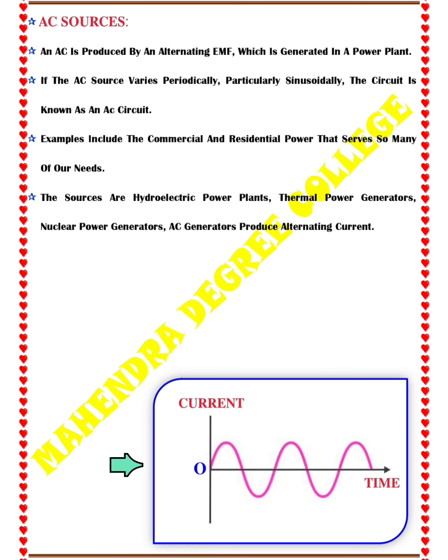This image displays a graph of alternating current with current on the vertical axis and time on the horizontal axis. The alternating current changes direction periodically. The wave goes above and below the zero line, showing the current reversing direction.